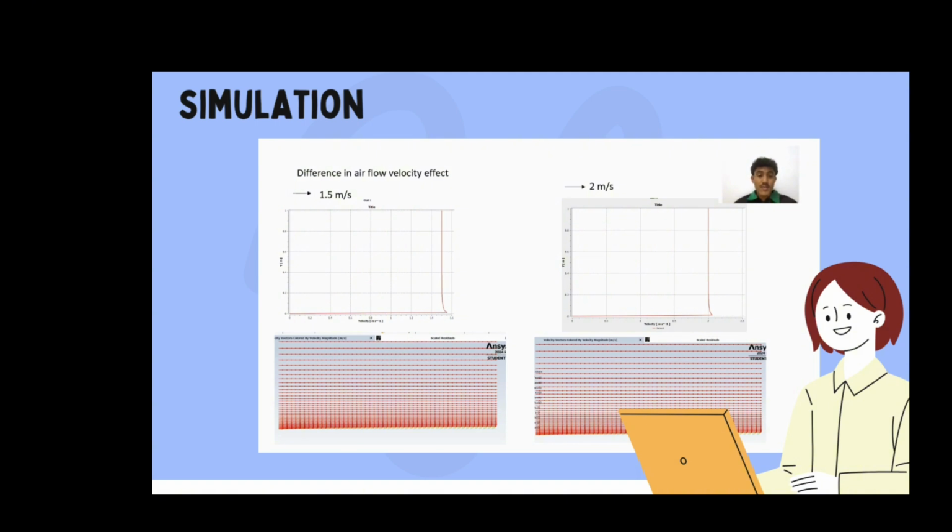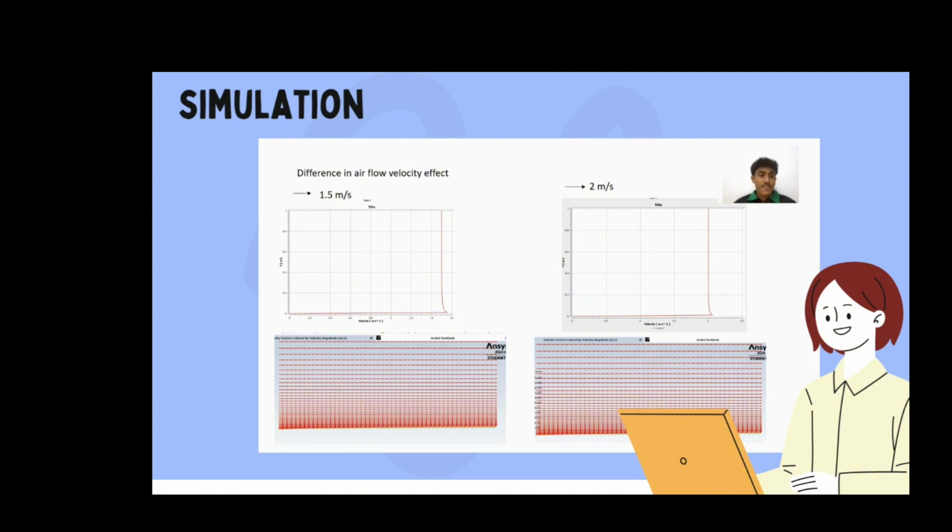As we can see here, at low air velocities, the boundary layer is thicker with a greater velocity profile. This flow tends to remain laminar. While the 2 meters per second is high, so the boundary layer is thinner. With a steeper velocity profile, this flow is more likely to transition to turbulence. Okay, that's all from me.